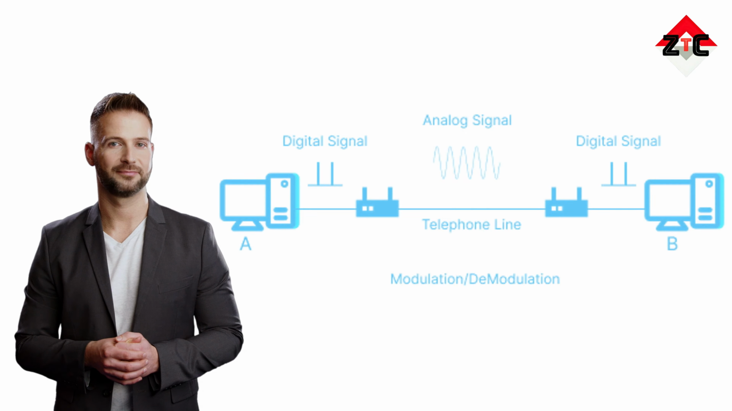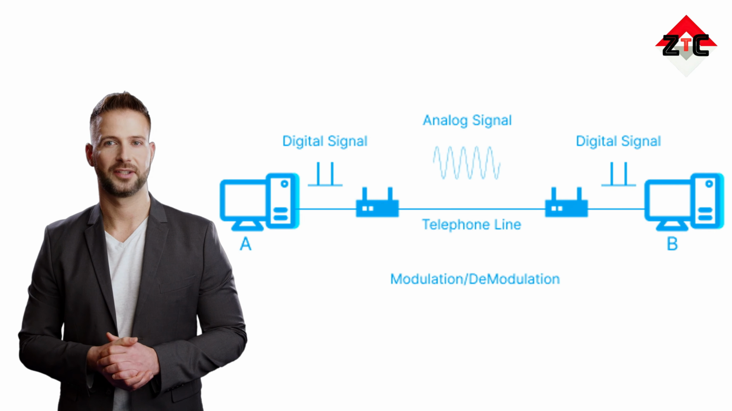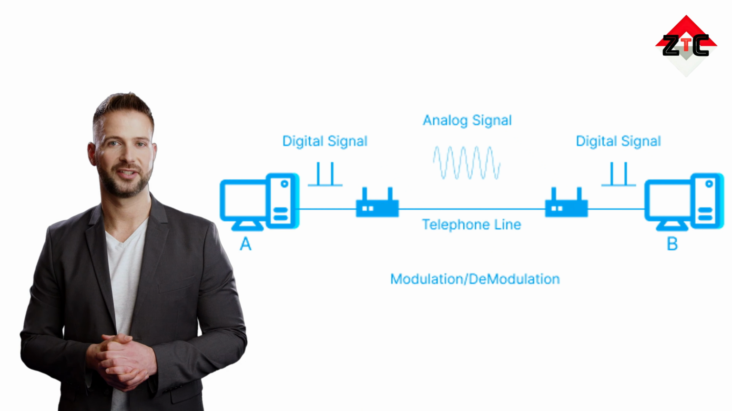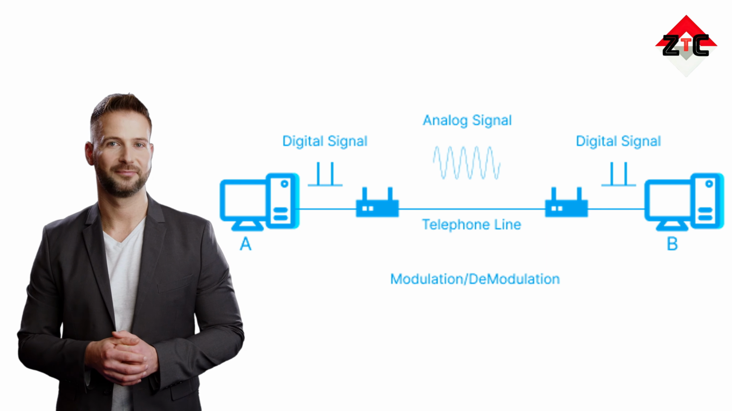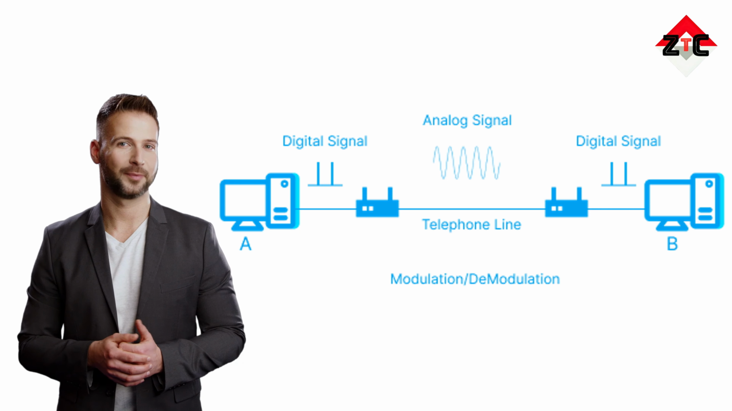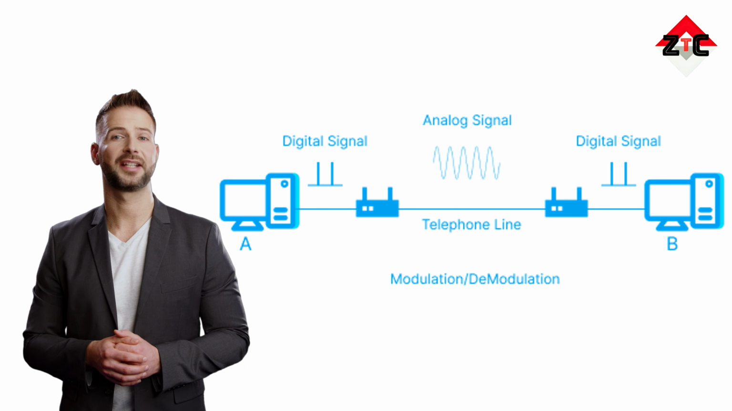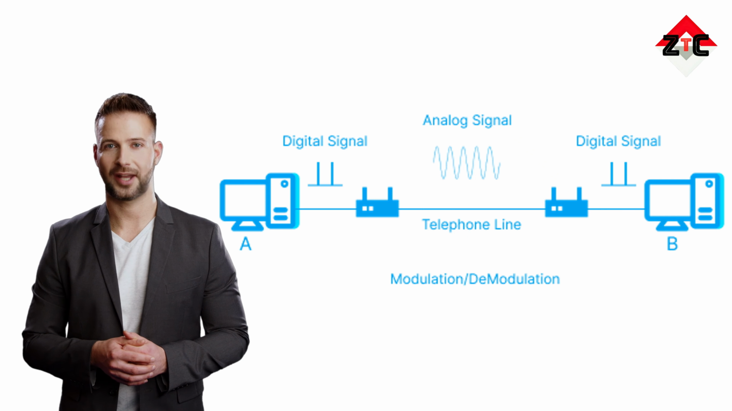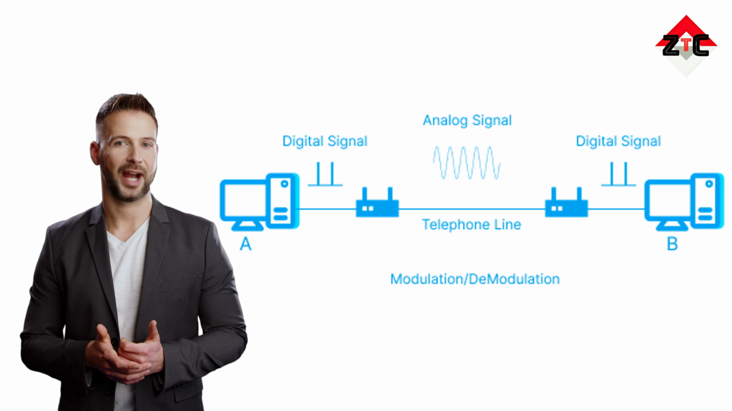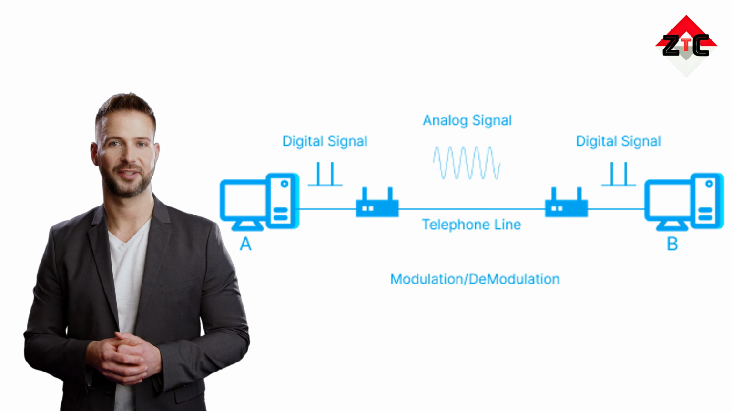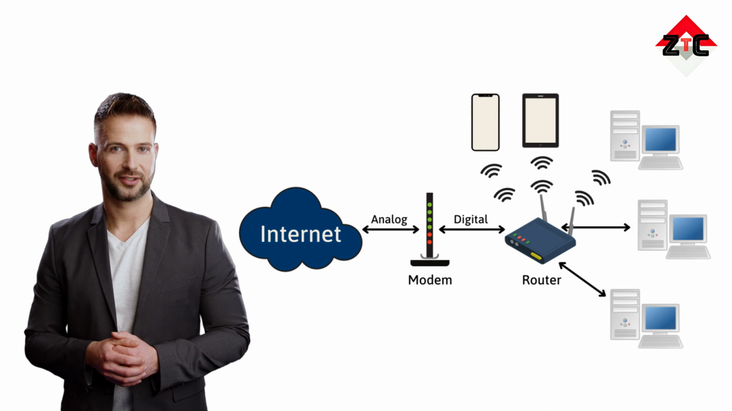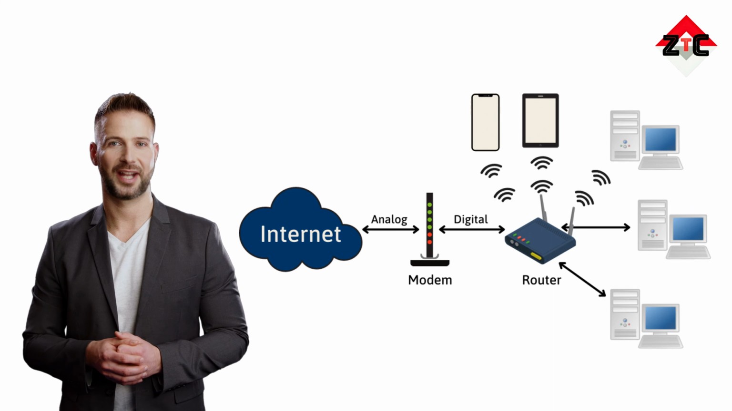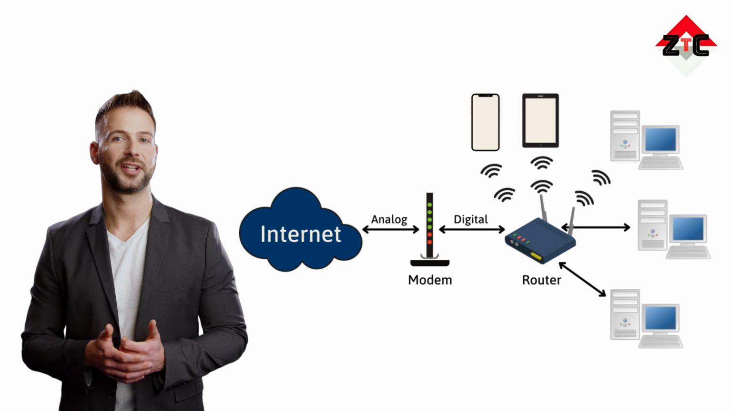Working of a modem. A modem works by converting digital signals into analog signals and vice versa. The modem consists of two main components, the modulator and the demodulator. The modulator is responsible for converting digital signals into analog signals, while the demodulator is responsible for converting analog signals into digital signals. When a user sends data from the computer, the modem converts the digital signals into analog signals that can be transmitted over the communication channel.